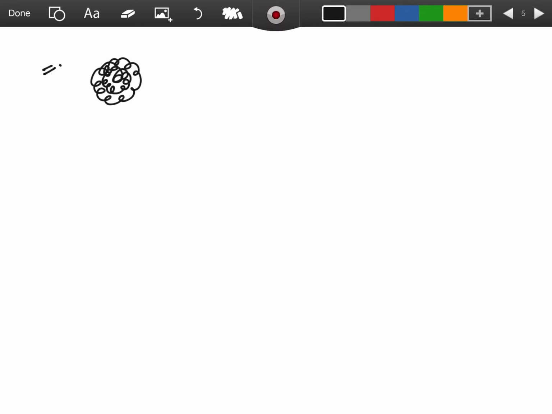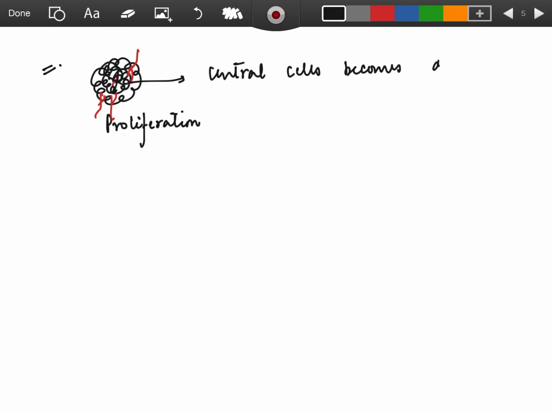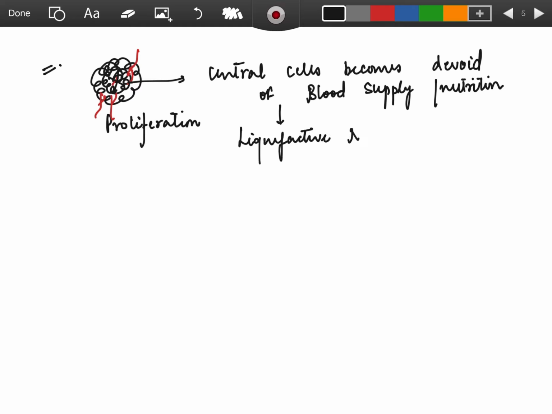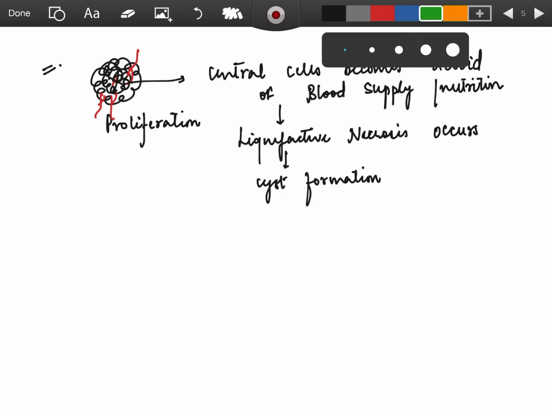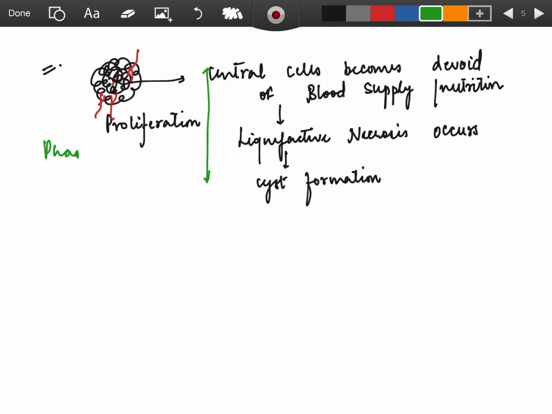Now the question arises: how is the cyst formed? We call it the phase of cystification. The cells are proliferating, and obviously proliferating cells need blood supply or nutrition. But now the central cells become devoid of blood supply and nutrition, so they start to die. There occurs a liquefactive necrosis of the central cells. So now you understand how the cyst actually forms. This was the phase of cystification.